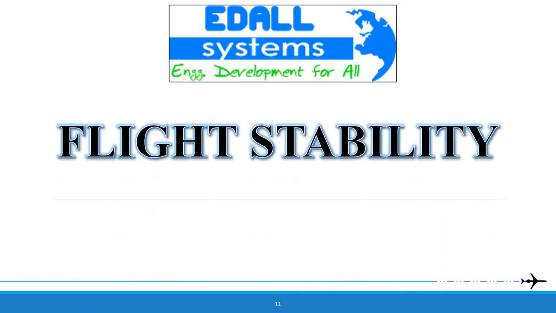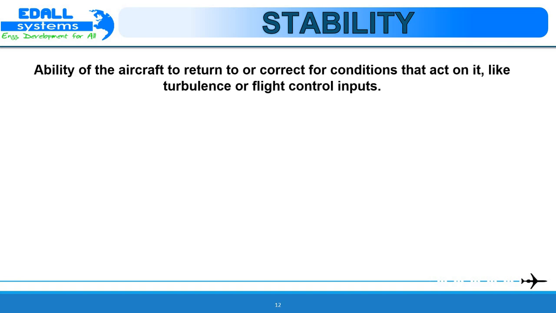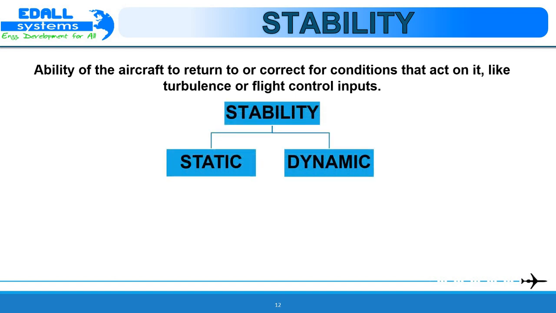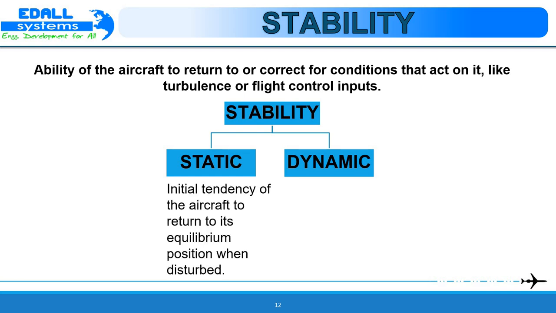In our previous session, we had discussed the airplane's axis. Now let us start off with the types of stability. Stability is the ability of an aircraft to correct for conditions that act on it, like turbulence or flight control inputs. For aircraft, there are generally two types of stability, static and dynamic. Most aircraft are built with stability in mind, but that's not always the case. Some aircraft, like trainer planes, are built to be very stable.